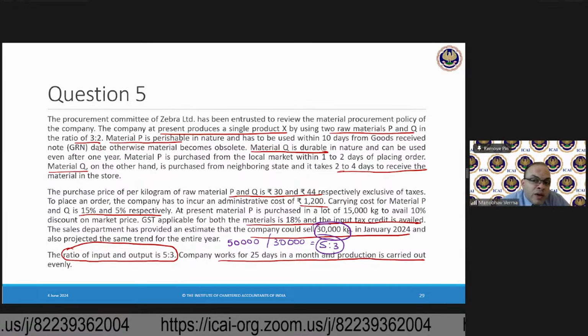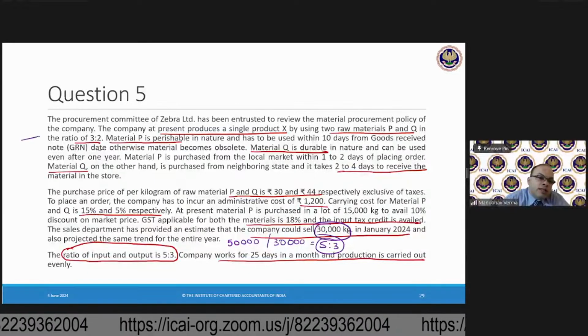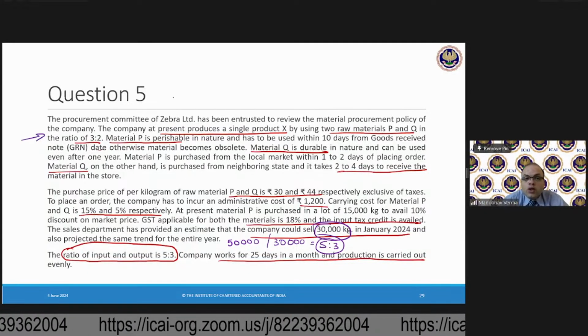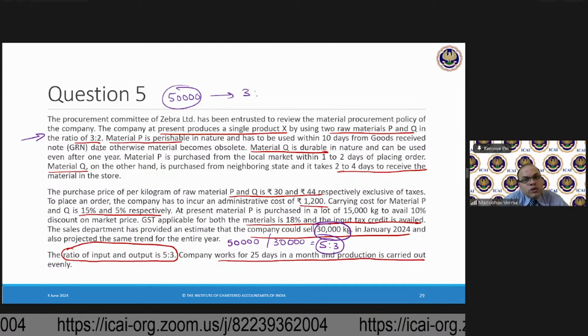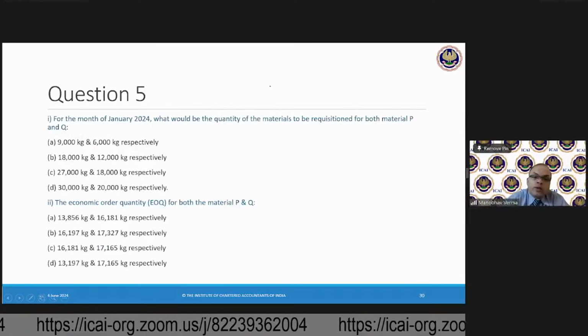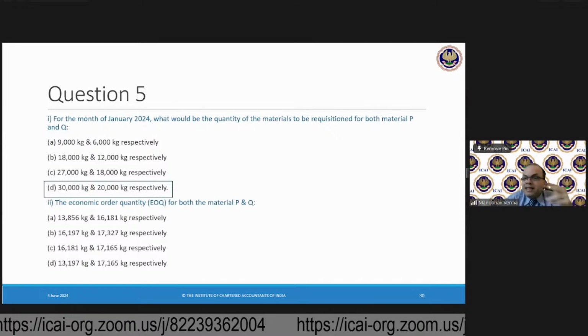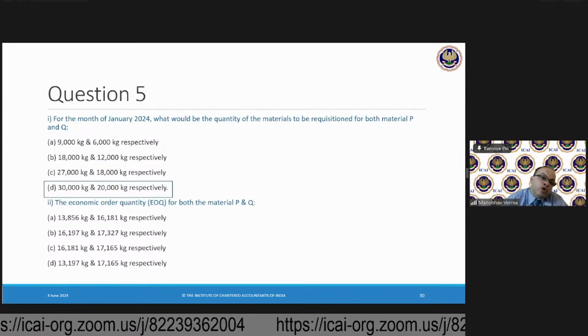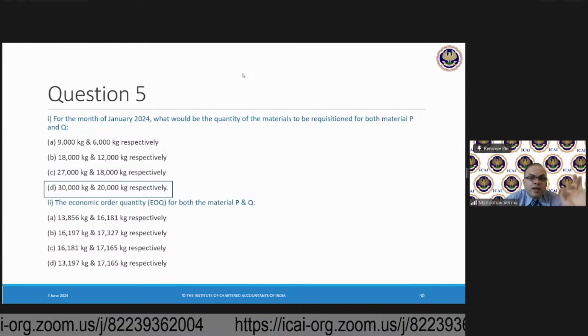So if I talk about 50,000, we see that the input is in the ratio of 3 is to 2. That means the total consumption of 50,000 has to be divided in 3 is to 2. The answer becomes 30,000 and 20,000. That means the answer becomes D here. If you miss out that input-output ratio, it could lead to your answer B also. But I hope it is clear now.